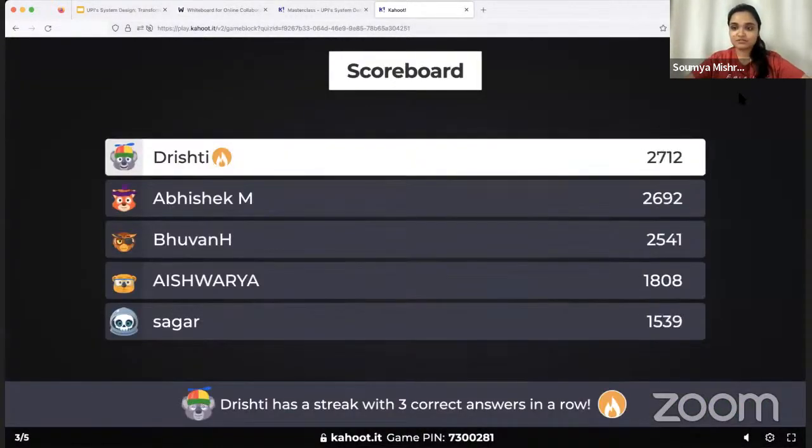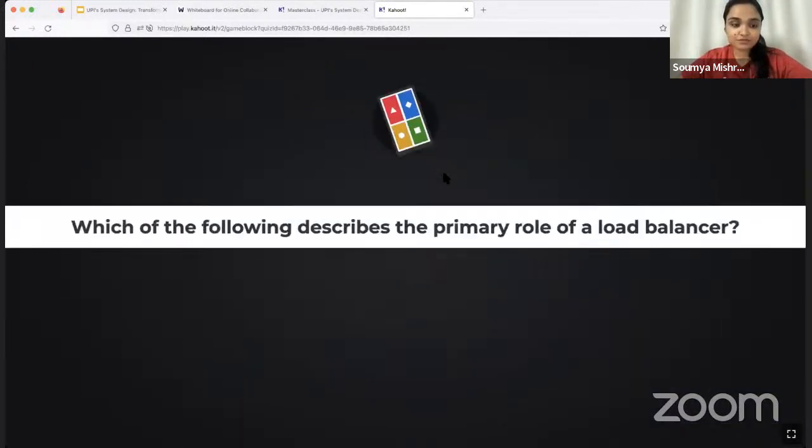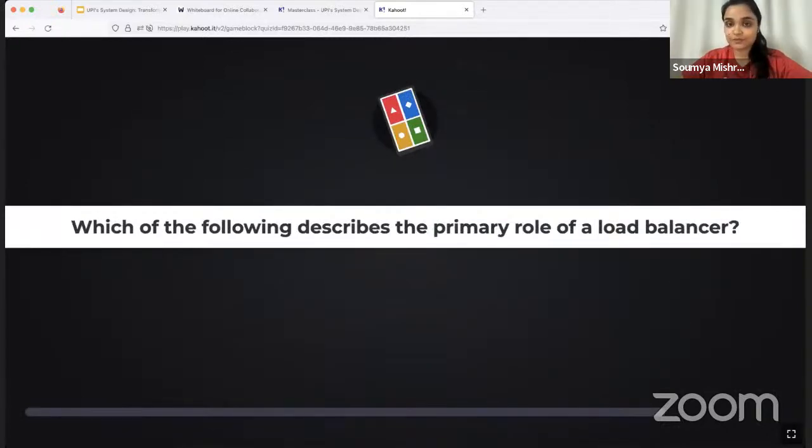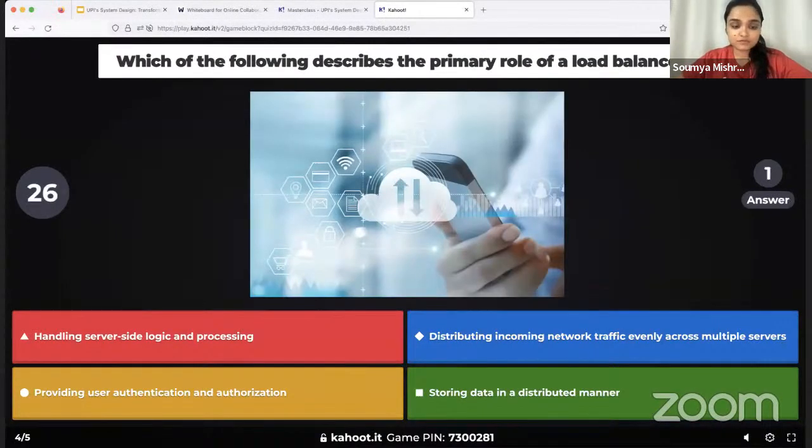Let's see the leaderboard. Wow, the first top 3 positions are pretty tight over here. Now, the second last question. This is the second last chance for you to climb up the ladder. Which of the following describes the primary role of a load balancer? Handling server-side logic and processing, distributing incoming network traffic evenly across multiple servers, providing user authentication and authorization, storing data in a distributed manner.